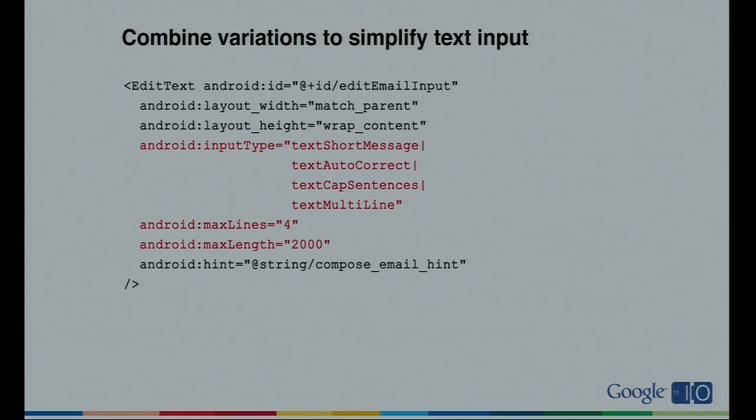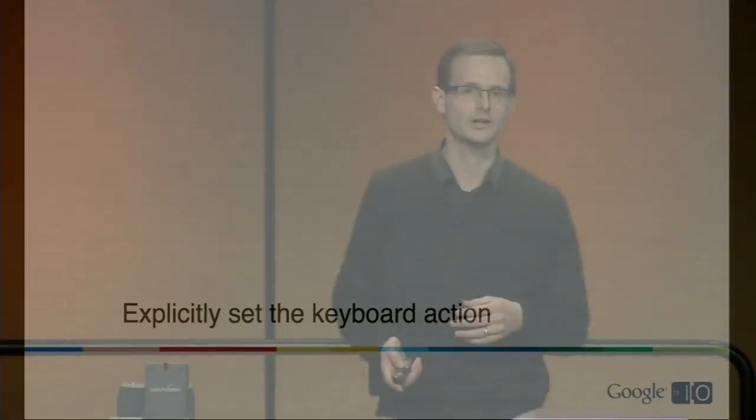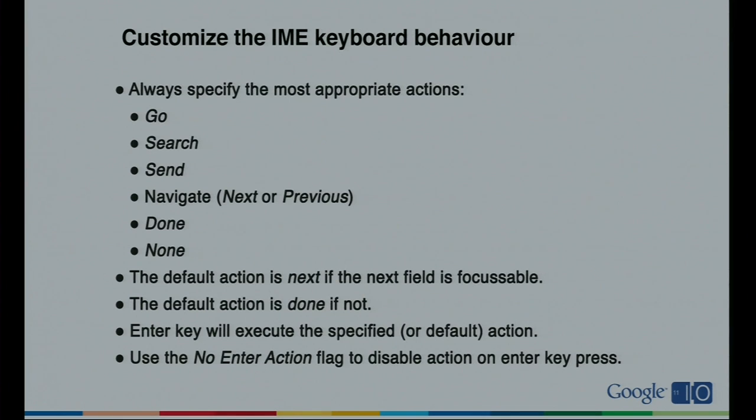The other thing you can do with the keyboard is actually specify an action which should be initiated by the user when they're entering text. And this is something you'll see in the bottom right of the keyboard. So if it's multi-line text, it's the enter key. Otherwise, it's going to say done or next, depending on whether or not there's another field for the user to move on to next.